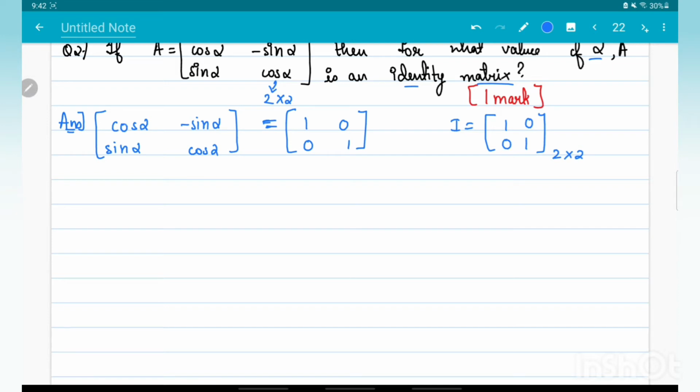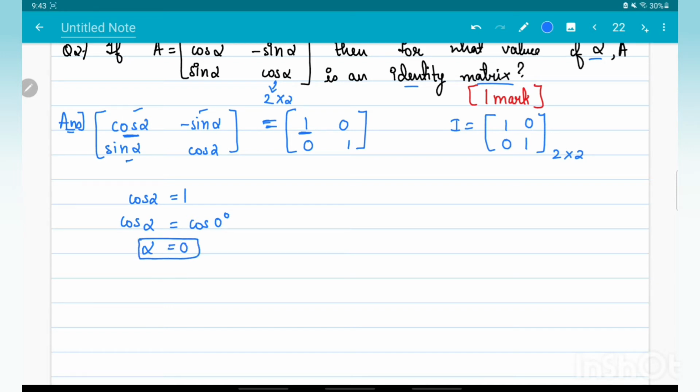Now if you take any of the four elements here, like cos alpha or sin alpha or minus sin alpha, you're going to get the same value of alpha. Suppose I take cos alpha from here, and I'm going to equate it to this 1. So cos alpha is equal to 1. Now what will be the value of alpha? You know that cos 0 degrees is equal to 1. So from this you can get to know that alpha is equal to 0.